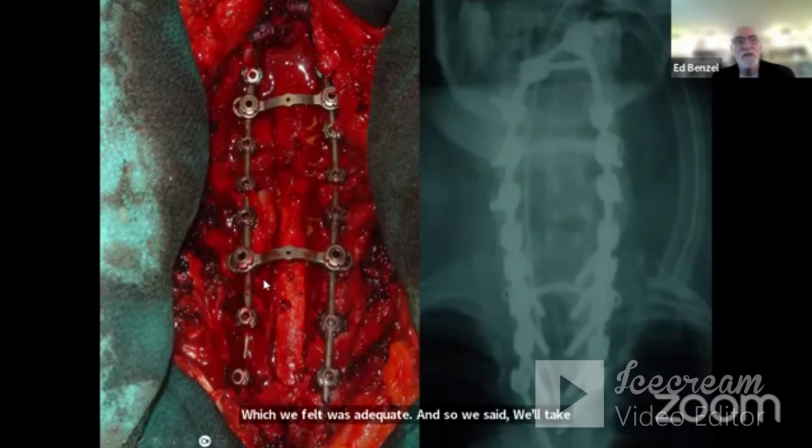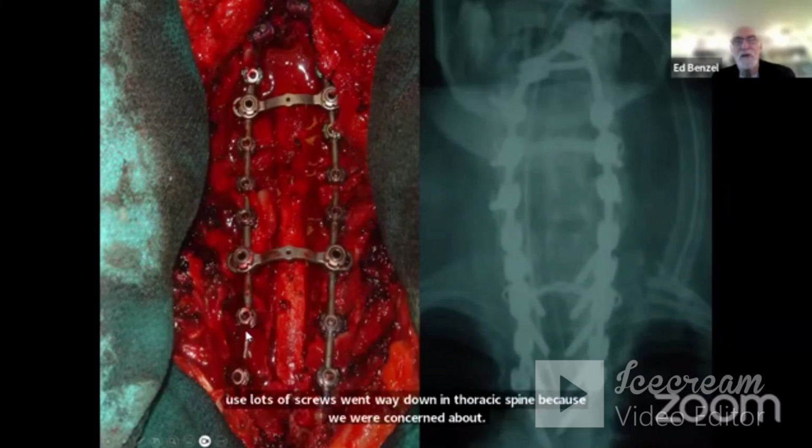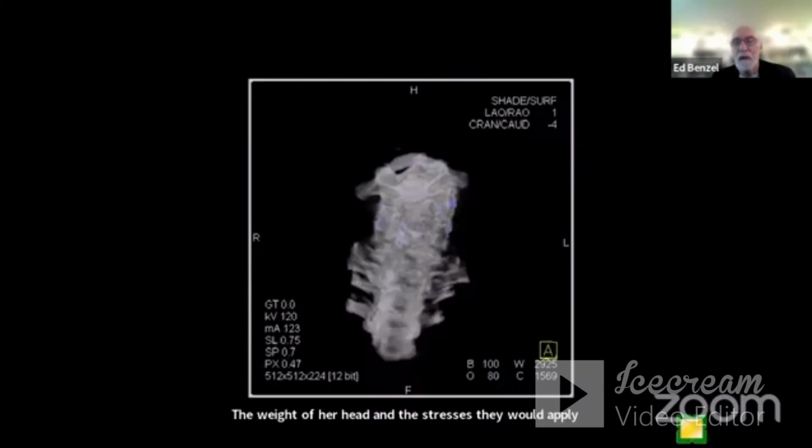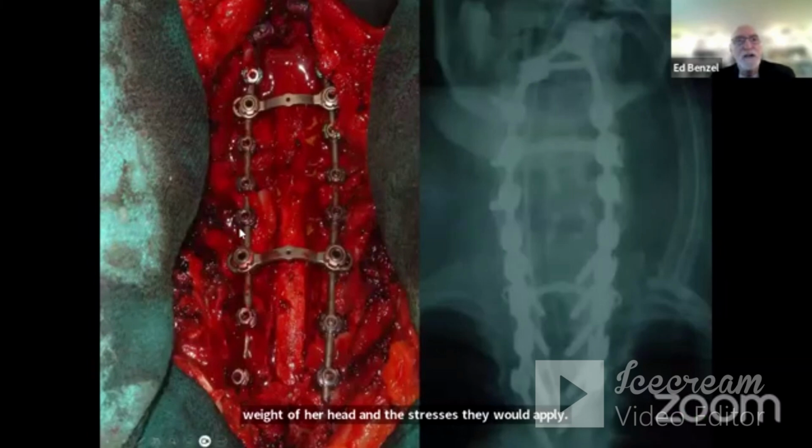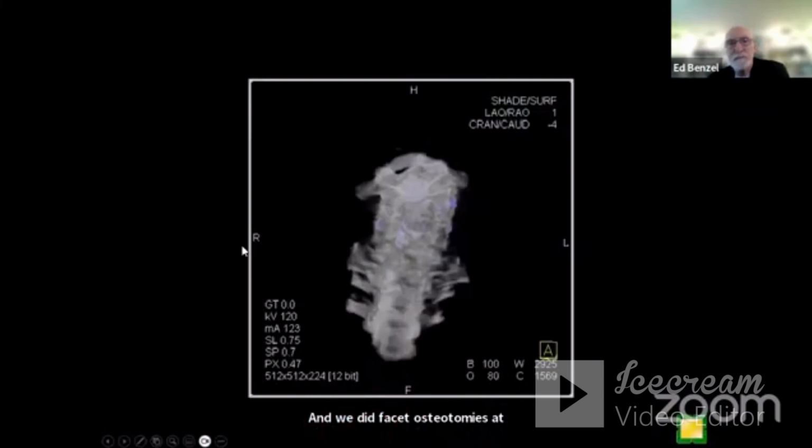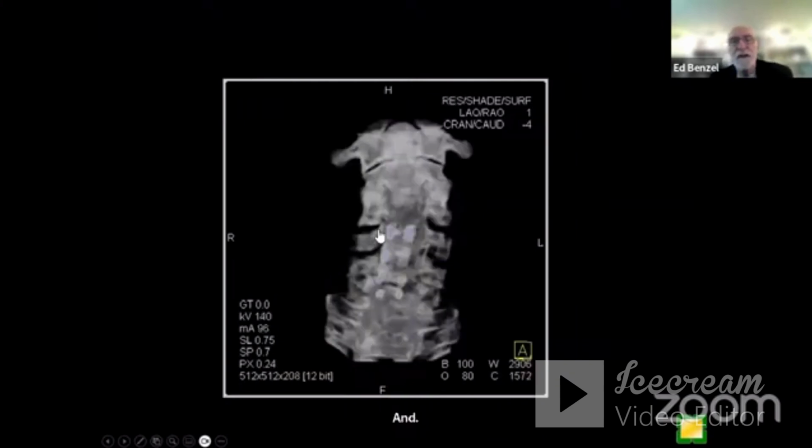We used lots of screws, went way down in the thoracic spine because we were concerned about the weight of her head and the stresses they would apply. Let me go back here. And we did facet osteotomies at multiple levels. And these videos don't work, and I apologize for that. But this illustrates a facet osteotomy. We went all the way through.